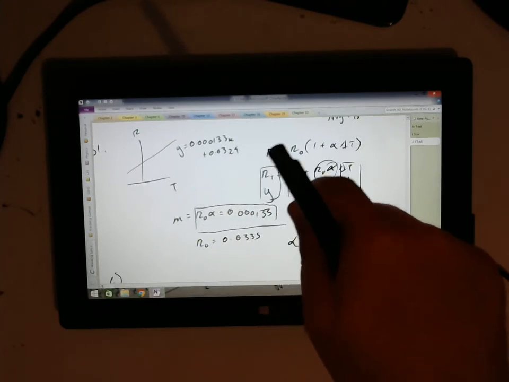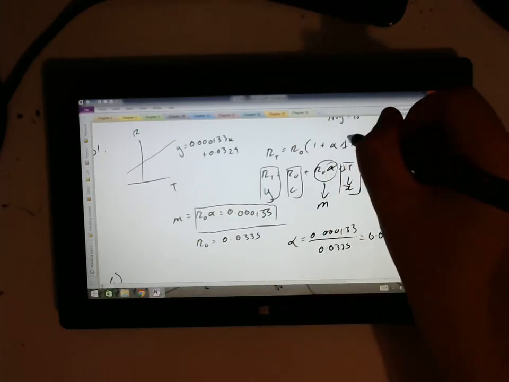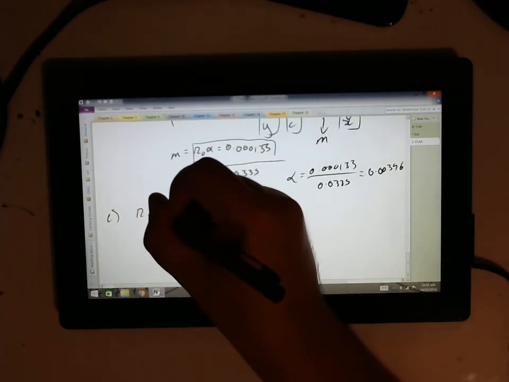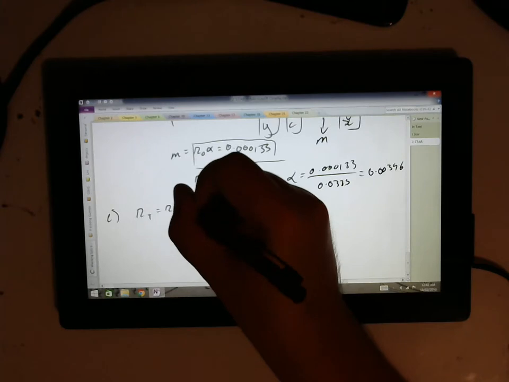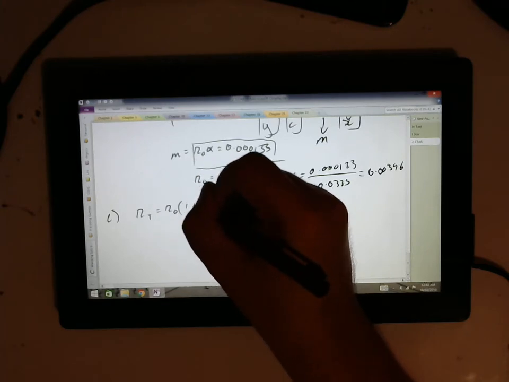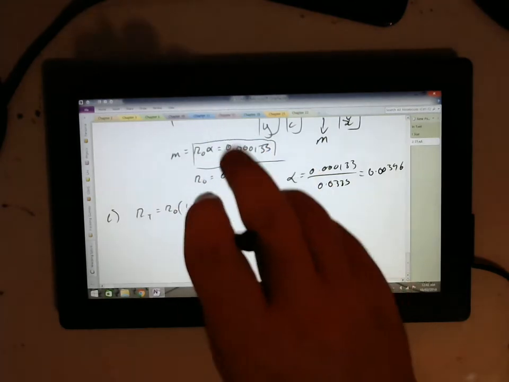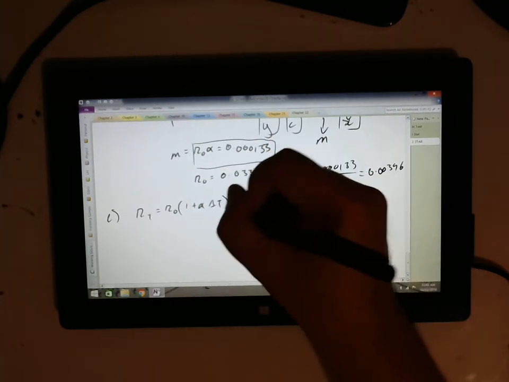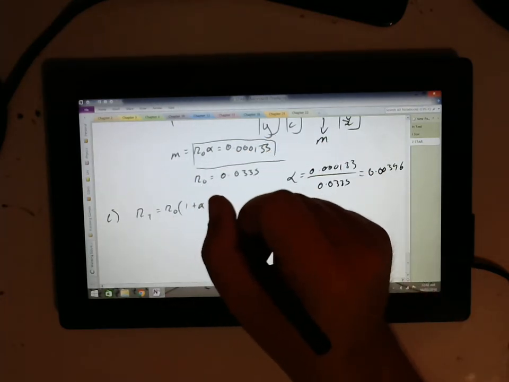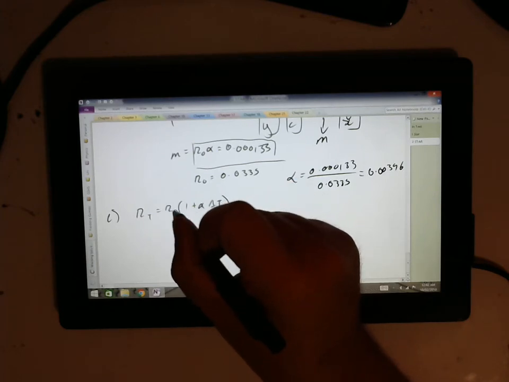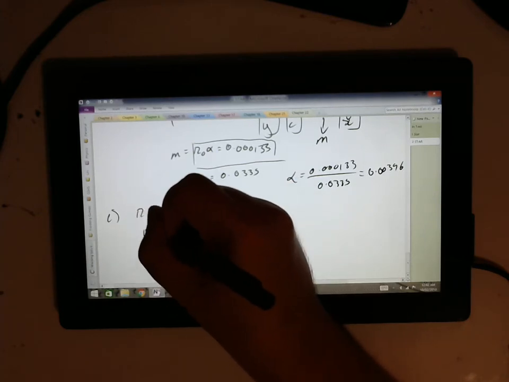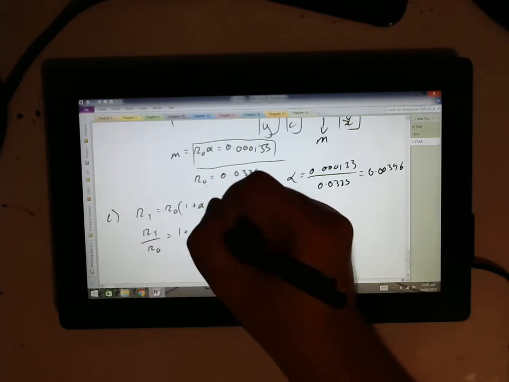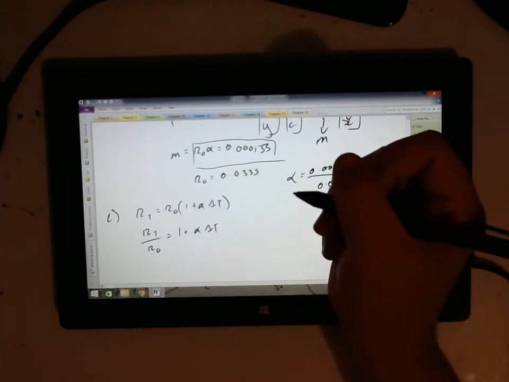Okay, this is what I want to do. I want to take this formula and rearrange it. So let's write that out again. RT equals R naught outside of 1 plus alpha delta T. Okay, let's do our rearranging. We want to try to get delta T on that side. First things first, let's divide by R naught. RT divided by R naught equals 1 plus alpha delta T.